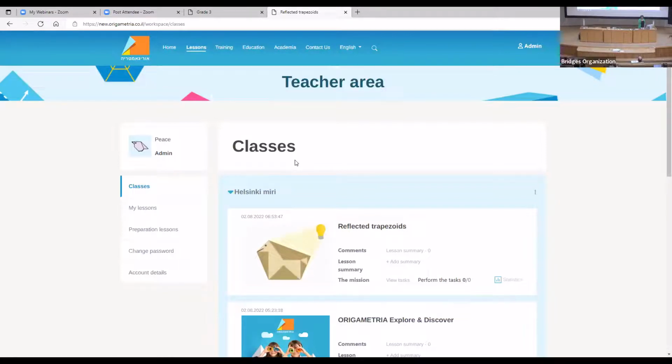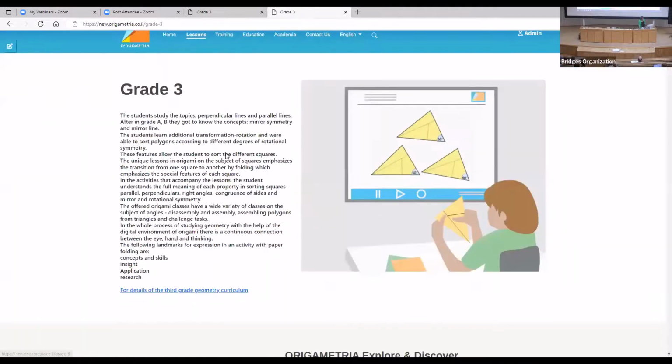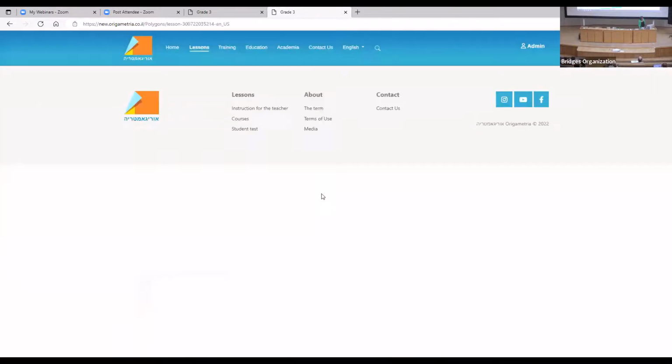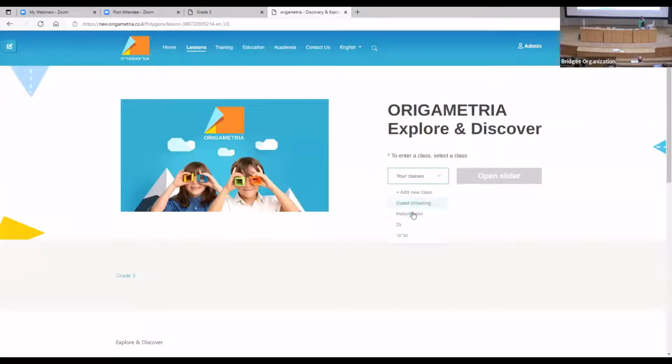But at the end of the quiz, they have the folding steps we did. Because the children don't want to go home and just answer questions. They want to make the horse we made today. So they have motivation to go in. So if the student wants to go in, they can go to the student area. So I'll go back to 3rd grade, and now I can talk about origametria.